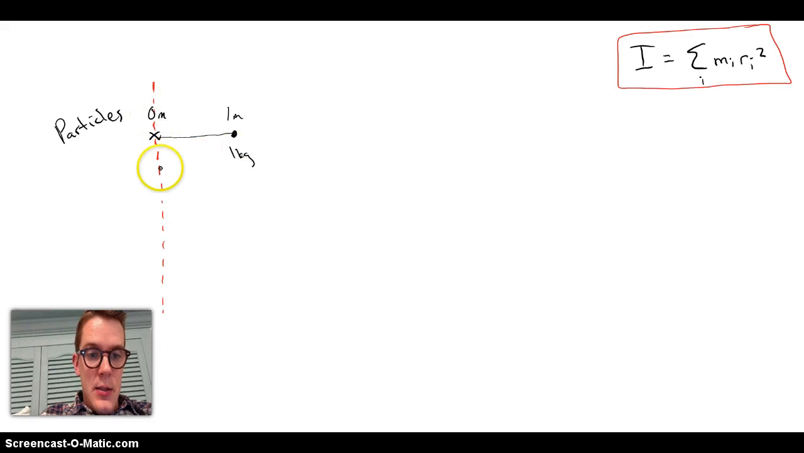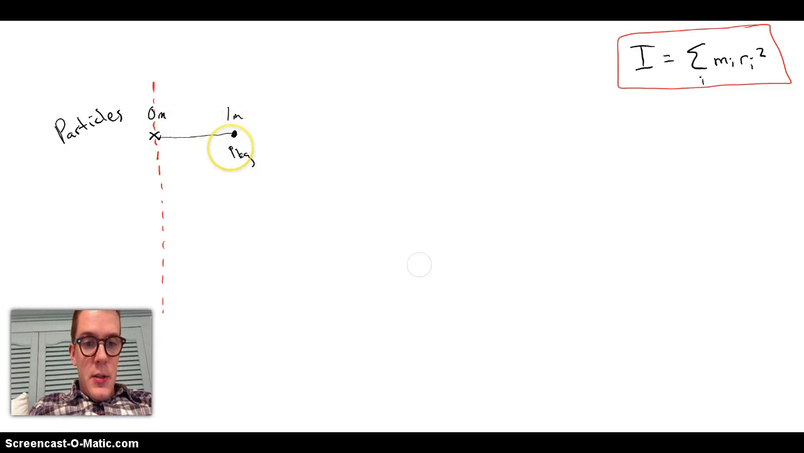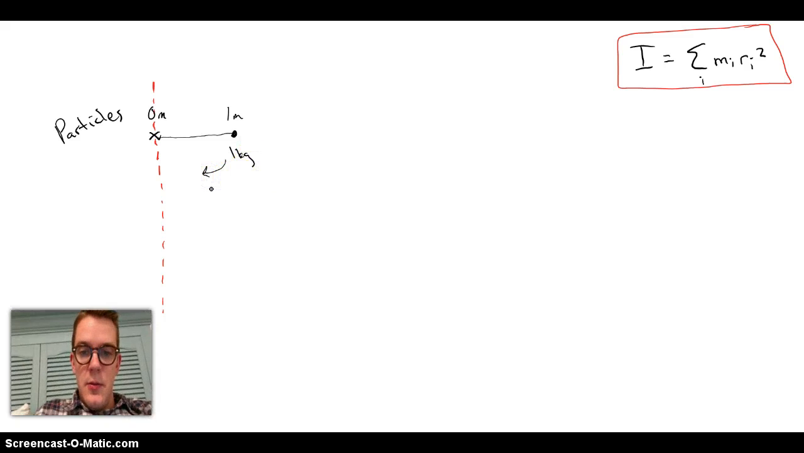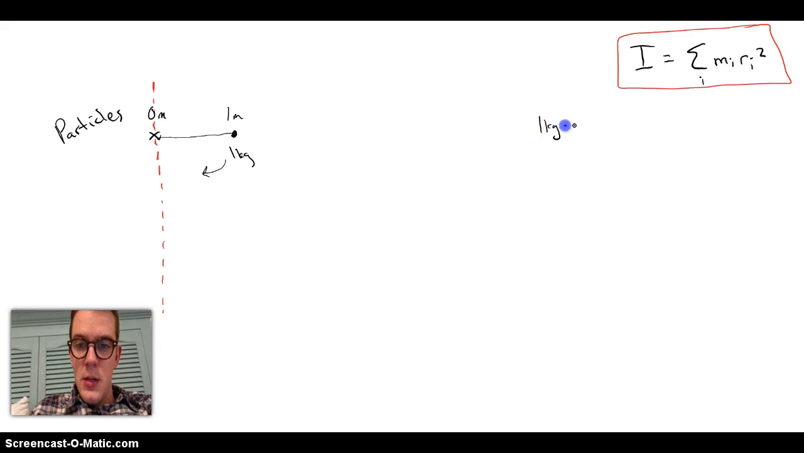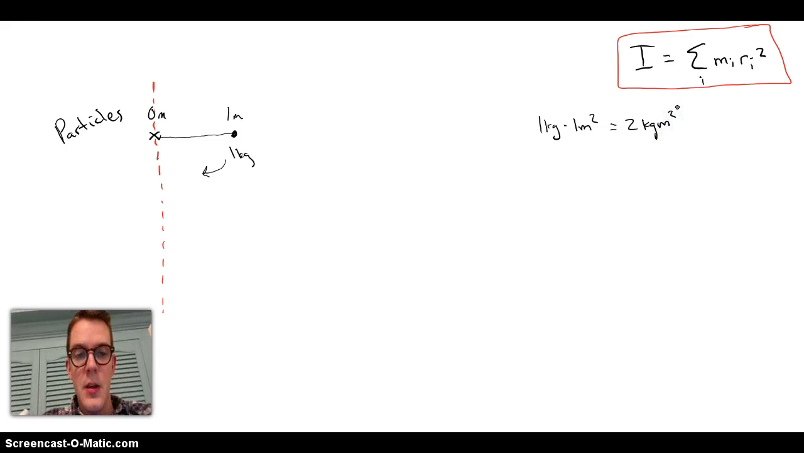The red line is the rotation axis, and the little dot there is a particle that's attached to a massless beam. And let's pretend that we're just going to rotate this thing around this axis. If we want to figure out the moment of inertia, here's the equation up here. So that would just be 1 kilogram times 1 meter squared, and we get 2 kilogram meters squared.